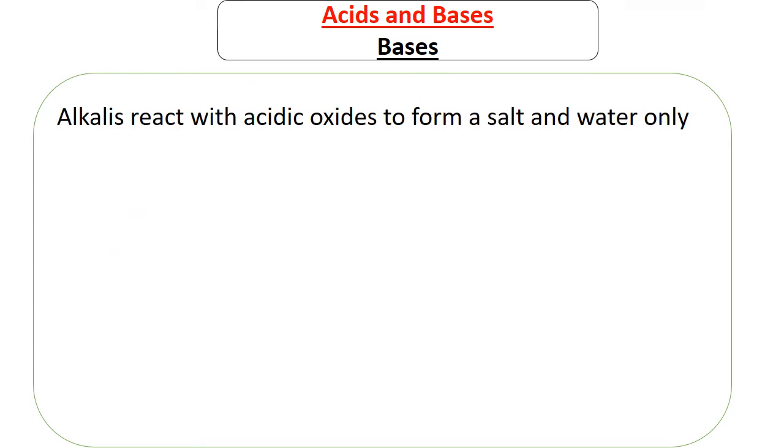Alkalis react with acidic oxides to form salt and water only. These are what are called oxides. We're going to study them in the next chapter. There are different types of oxides. You have acidic oxides, neutral oxides, amphoteric oxides, and the like. Acidic oxides, when they react with alkalis, behave like acids. So it ends up behaving like a neutralization reaction, and they end up forming salt and water.